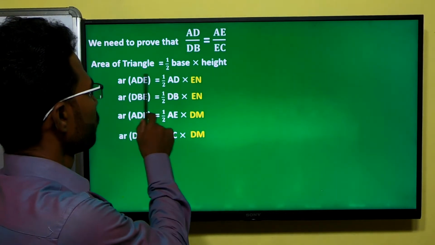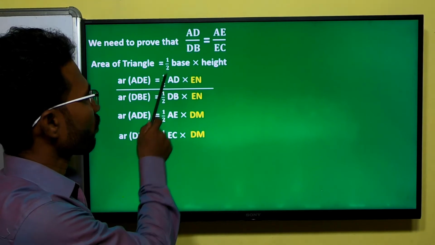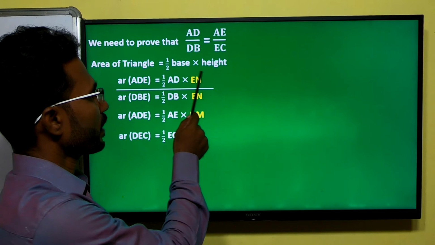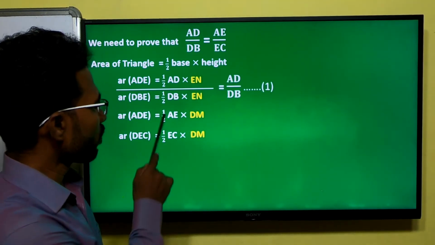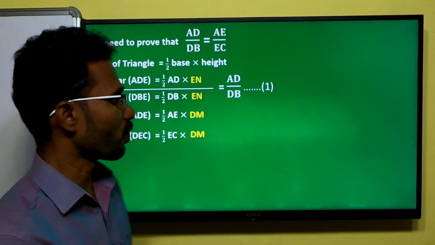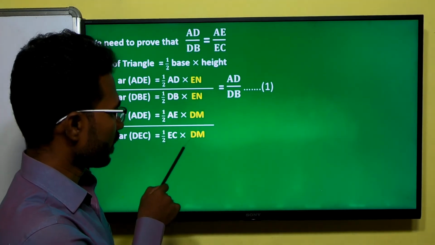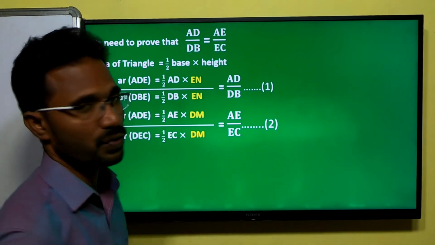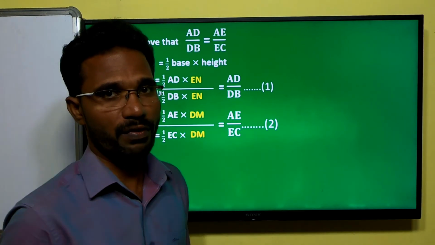Now we look at these equations. The 1 by 2 will get cancelled, EN will get cancelled, and we will have AD upon DB. We keep this as equation 1. And here 1 by 2 will get cancelled, DM will get cancelled. What is remaining? AE upon EC is remaining, that is equation 2. But how do we prove that equation 1 is equal to equation 2?